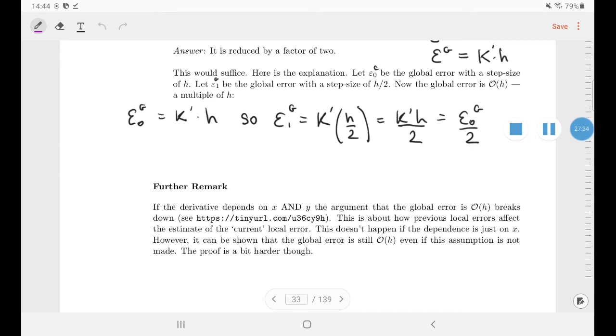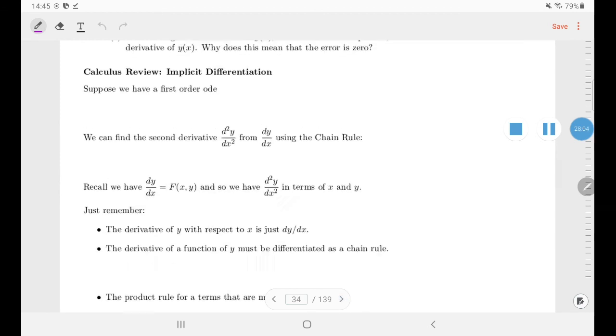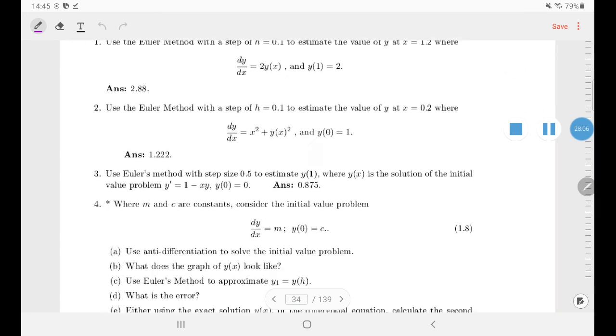It's not a big story for us because, as it happens, the global error is still order h. What happens is the constant is a bit more complicated. I think we had k star t h. I think it ends up being something a bit more like k star e to the t h, something like that. So it's a bit bigger than what we say, but it's still a multiple of h, and that's the important thing for us. So that's why we don't make a big deal and we don't go through the full analysis. Okay, so that's all of us on the Euler method.